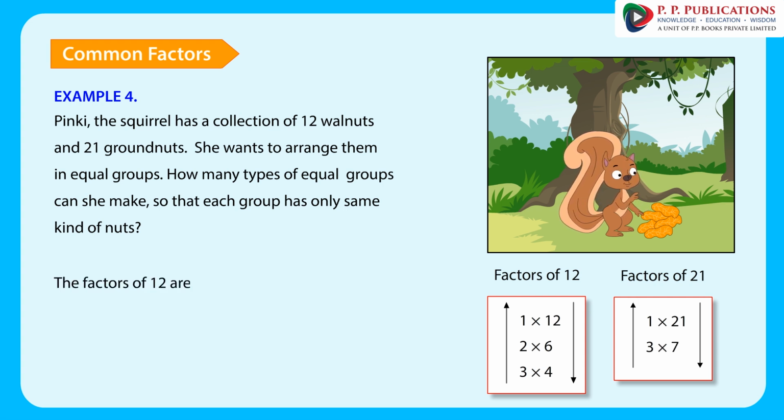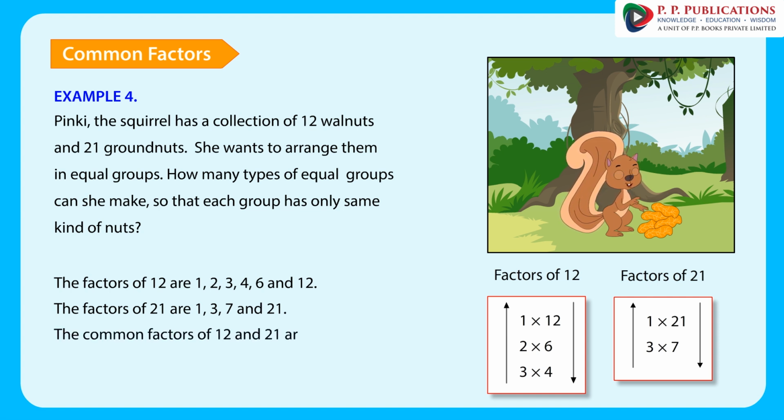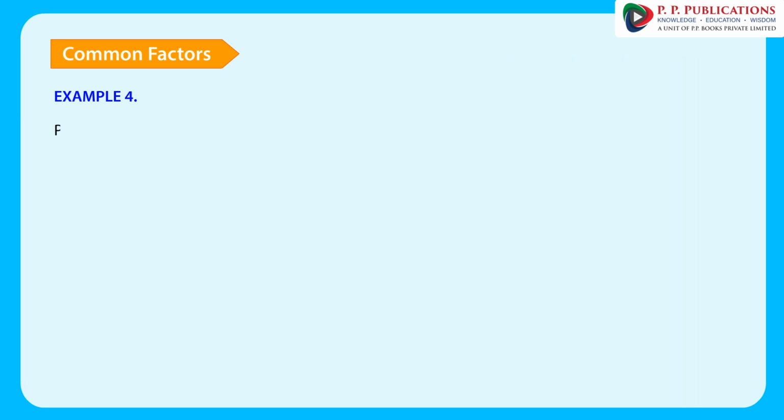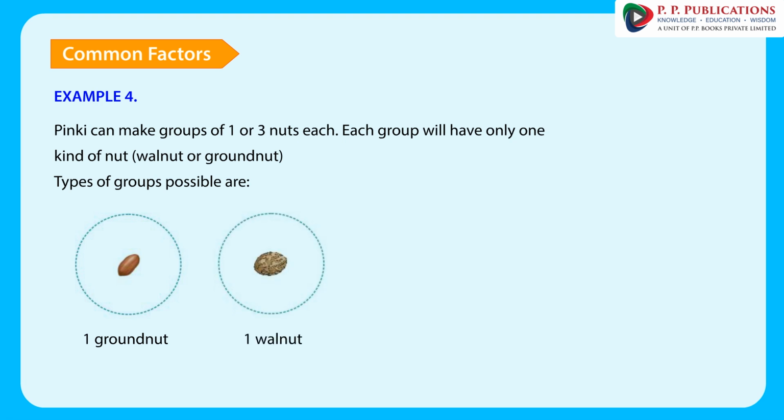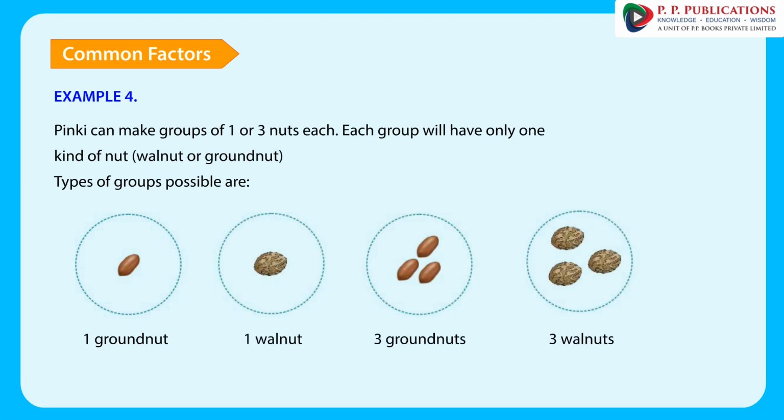The factors of 12 are 1, 2, 3, 4, 6 and 12. The factors of 21 are 1, 3, 7 and 21. The common factors of 12 and 21 are 1 and 3. Pinky can make groups of 1 or 3 nuts each. Each group will have only one kind of nut, walnut or groundnut. Types of groups possible are 1 groundnut, 1 walnut, 3 groundnuts, 3 walnuts.